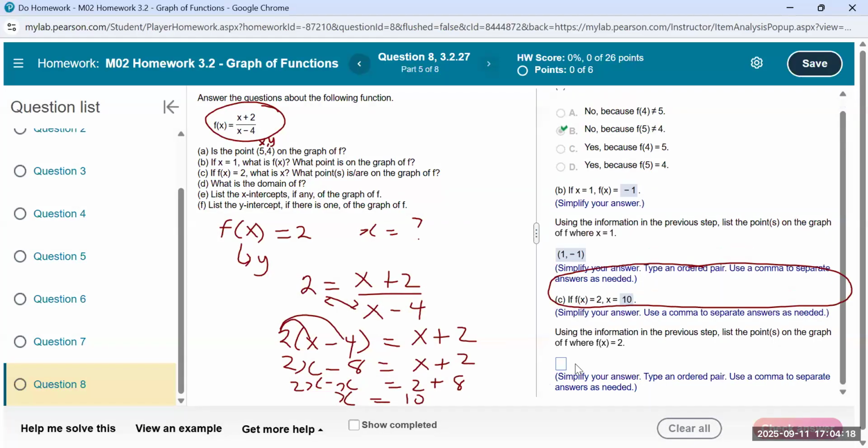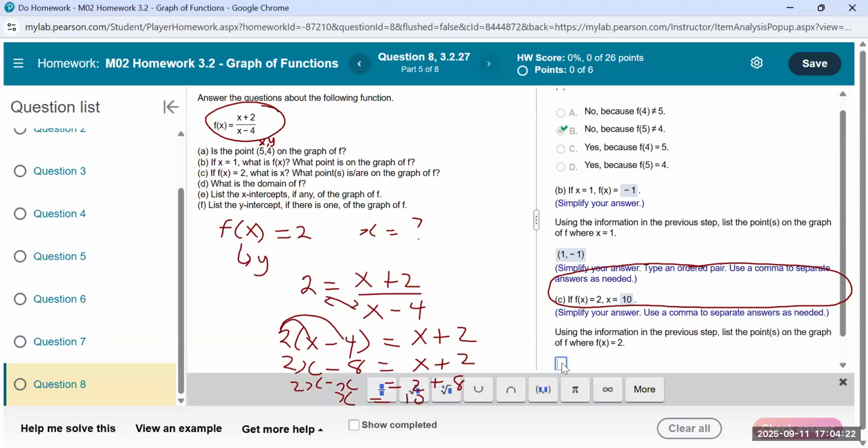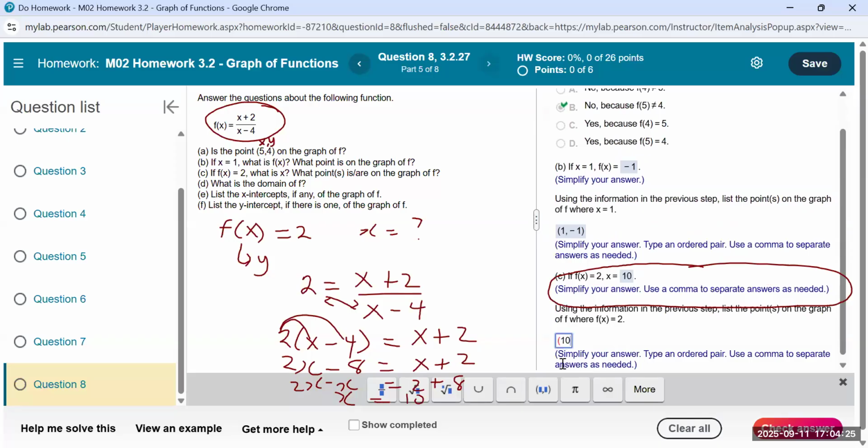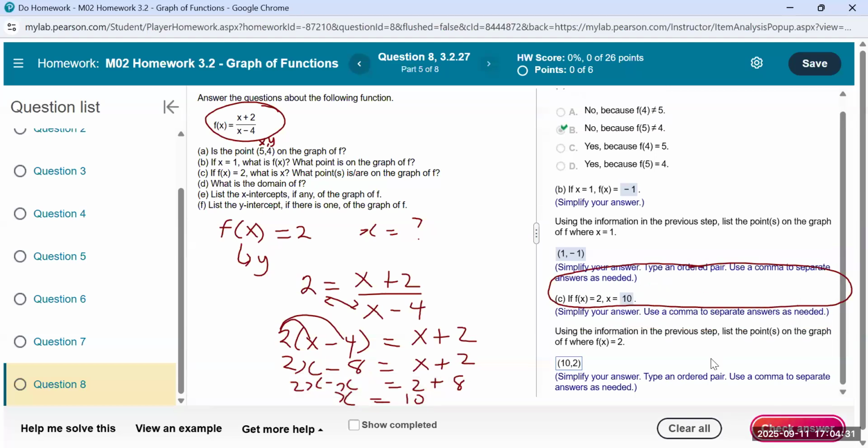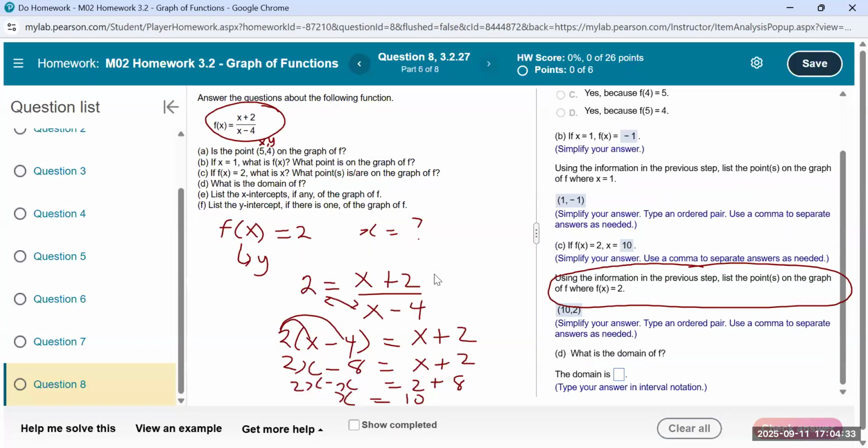For the next part, we're going to write the answer as an ordered pair. So when x is 10, your f of x is equal to 2.